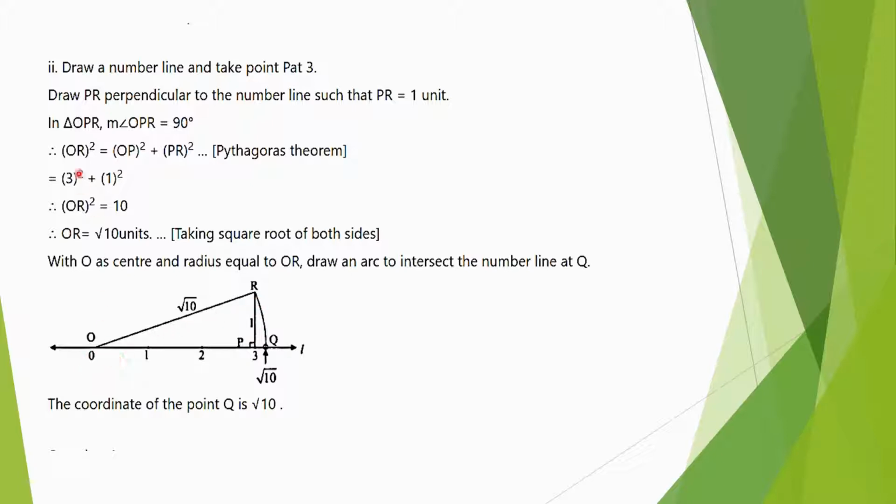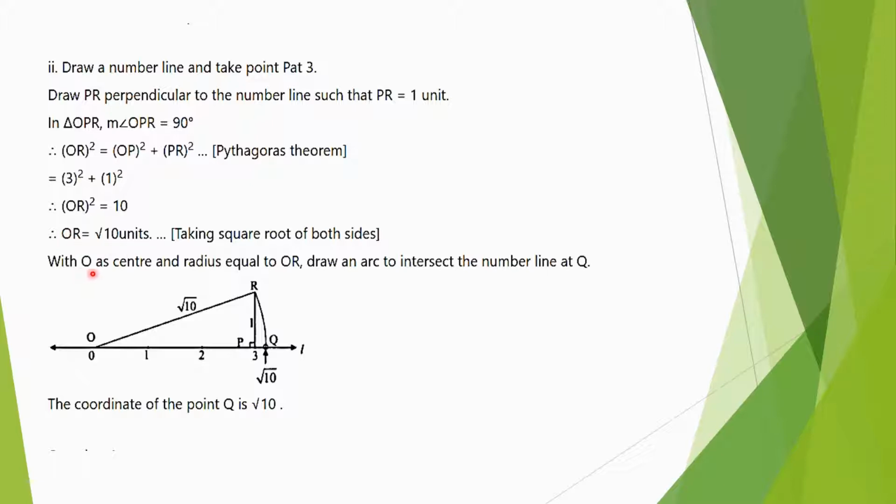Now, in triangle OPR, angle OPR is equal to 90 degrees. So, using the Pythagoras theorem, OR square is equal to OP square plus PR square. Putting the values, that is 3 square plus 1 square, we get 9 plus 1. So, OR square is equal to 10. Taking square root, we get OR is equal to root 10 units.